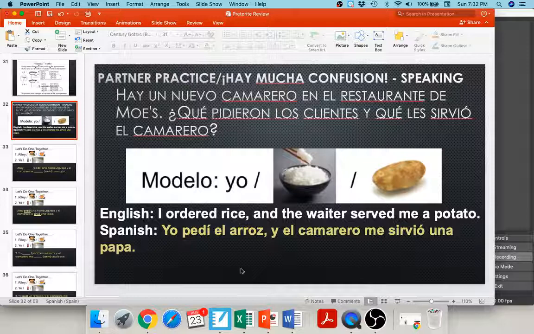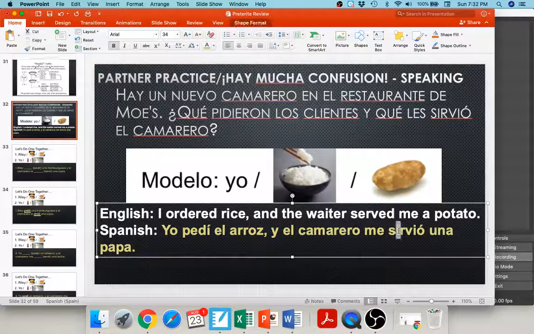Notice in this case that sirvió, instead of servió, became sirvió because it normally was an IR verb that had a stem change in the present tense from E to IE. So therefore in the preterite, it's only changing from E to I, hence sirvió.